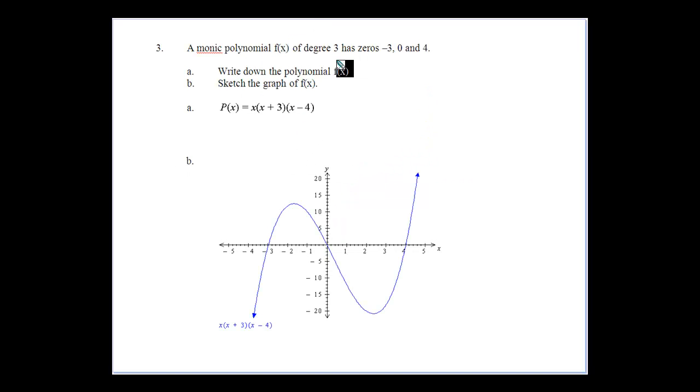So you've got a monic polynomial. This time it is of degree 3 and has 3 zeros. Write down the polynomial. It's got zeros at minus 3, 0, and 4, and sketch the graph of that. So if it's 0, that would mean it's an x out the front, minus 3 gives us x plus 3, and then a root of 4 gives us x minus 4 in our bracket. So when we graph that, we know our cubic will go through those 3 points, and then we know it's going to be that shape as well, because it was a positive x out the front, so we know the shape of our cubic.